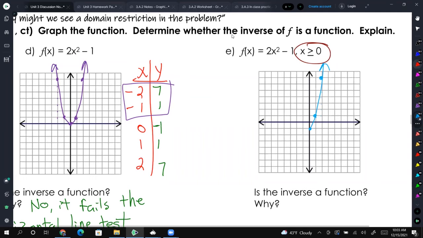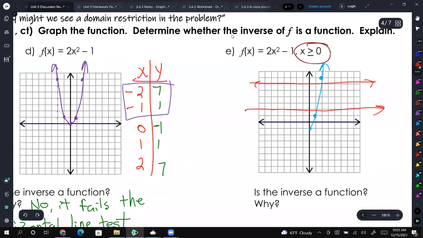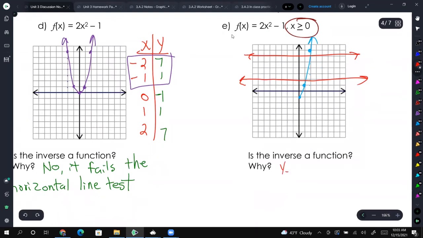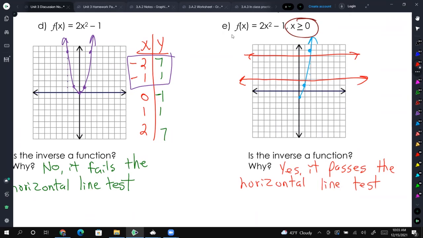Now we can look at this and say, oh, yep, this passes the horizontal line test. Because we restricted the domain, the inverse is now a function. So that's why it would be useful sometimes to restrict the domain.